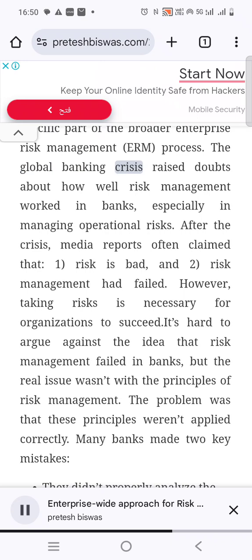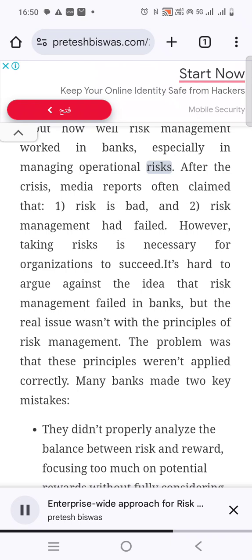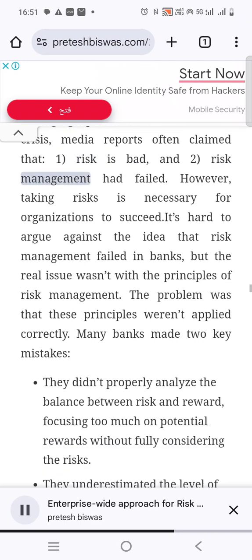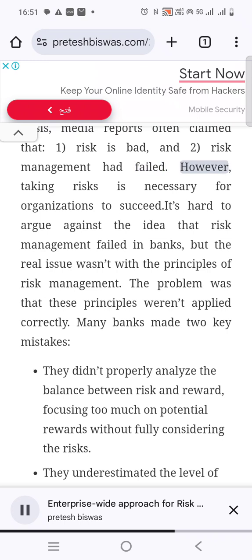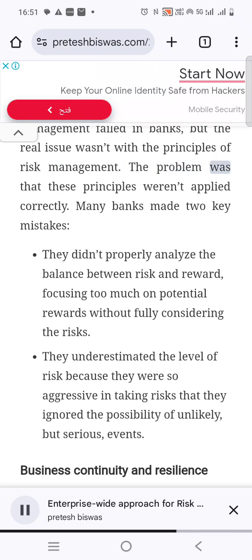The global banking crisis raised doubts about how well risk management worked in banks, especially in managing operational risks. After the crisis, media reports often claimed that 1. Risk is bad, and 2. Risk management had failed. However, taking risks is necessary for organizations to succeed. It's hard to argue against the idea that risk management failed in banks, but the real issue wasn't with the principles of risk management. The problem was that these principles weren't applied correctly.